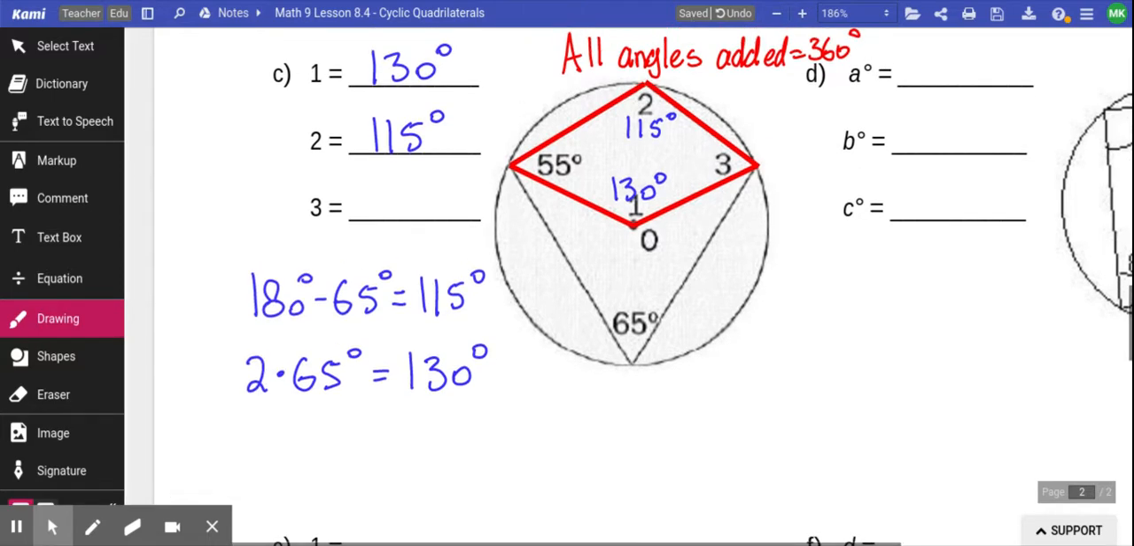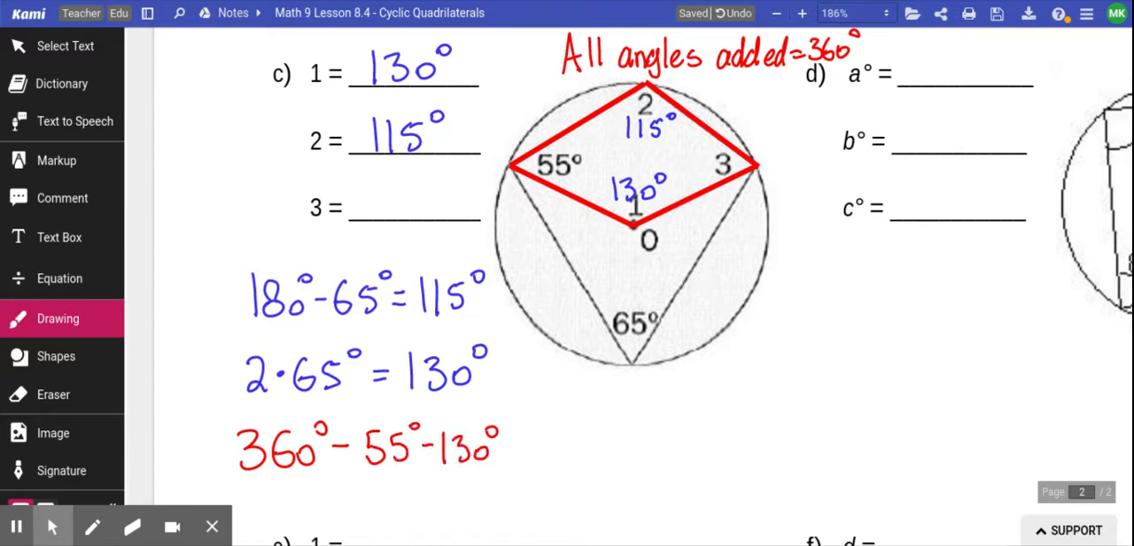The way this rule is going to be helpful is we're going to take 360 degrees and subtract away the 3 angles we do know: 55 degrees, 130 degrees, and 115 degrees. That will tell us what our missing 4th angle is. So in our calculator, we go 360 minus 55 minus 130 minus 115, and we get that the last angle must be 60 degrees.